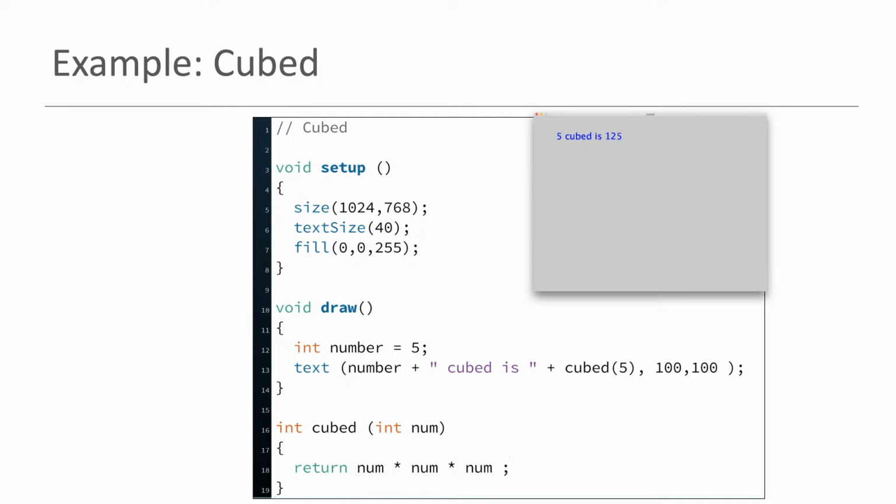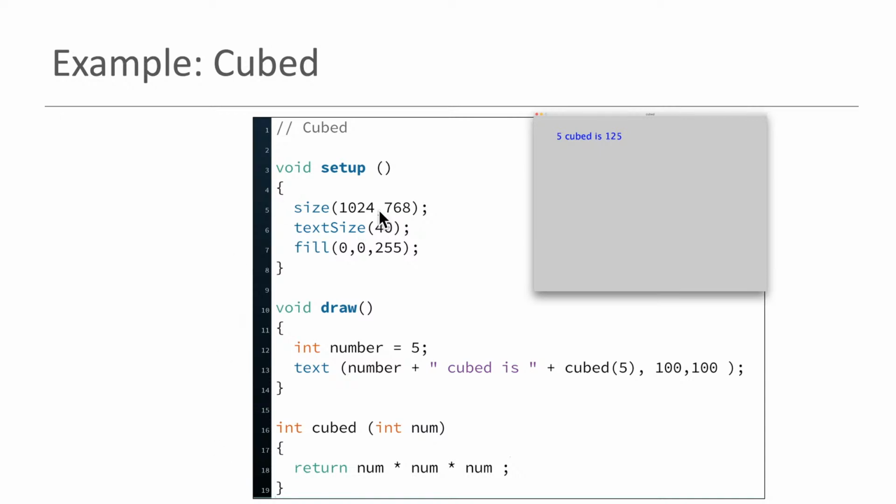Let's try another one. This one is cubed. So what we're going to do is take a number and cube it. And cubing it means we are multiplying it by itself and itself again. Okay.